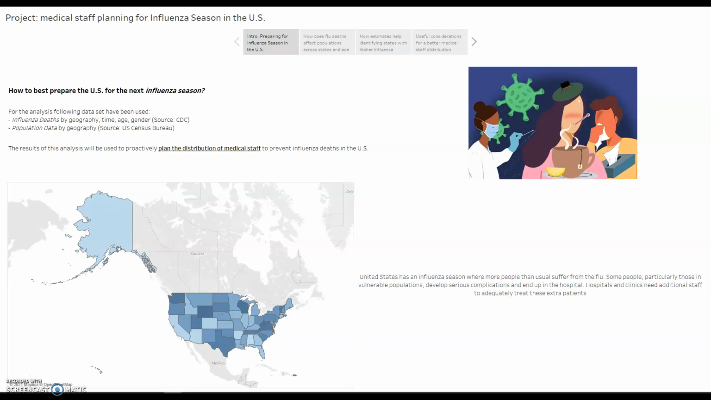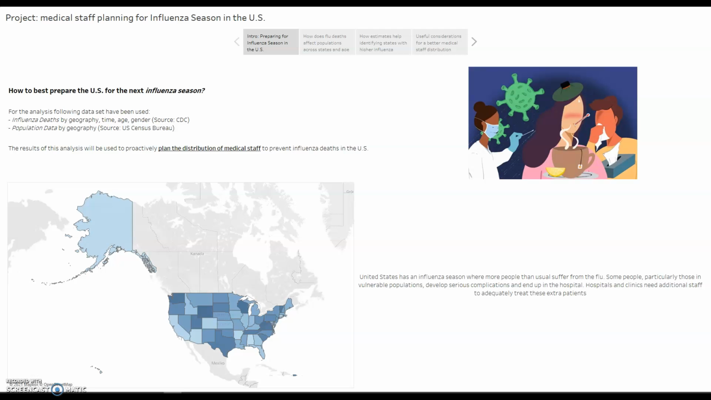The scope of this analysis is that the United States has an influenza season where more people than usual suffer from flu. Some people, particularly those in vulnerable population, develop serious complications and end up in hospital. To change this, our goal is to better plan the distribution of the medical staff by prioritizing states with large vulnerable population. As you might know, we reference vulnerable population by identifying people with the age over 65.